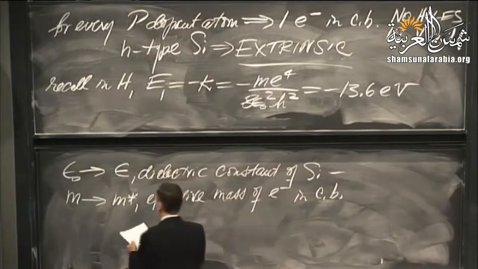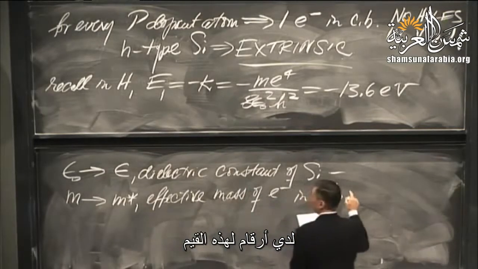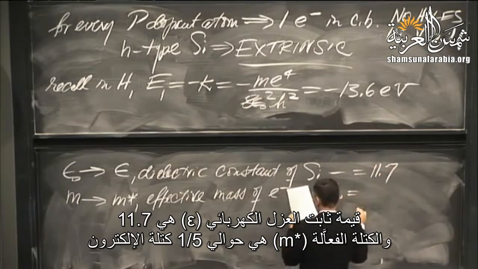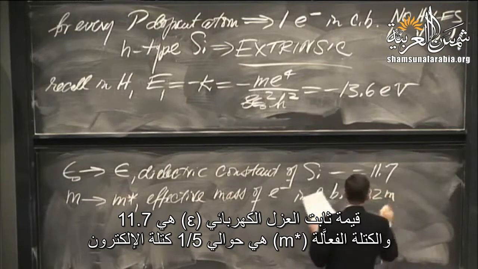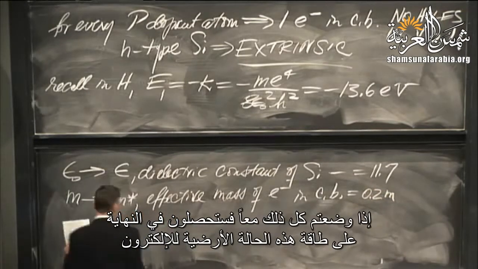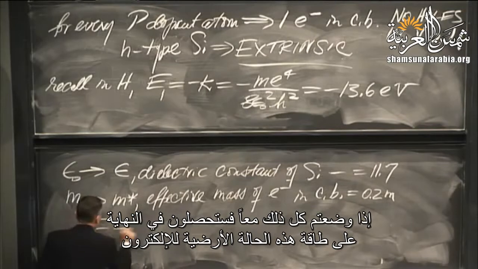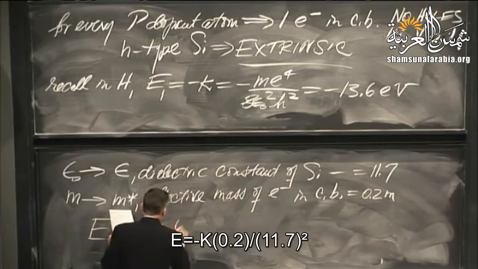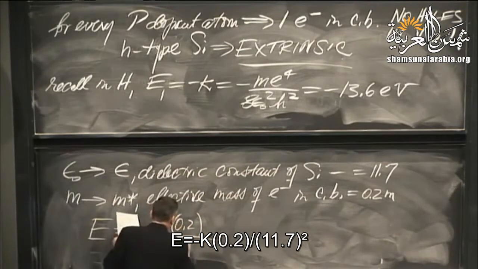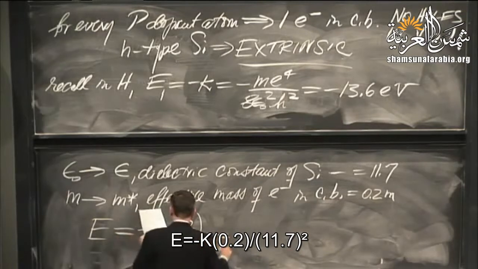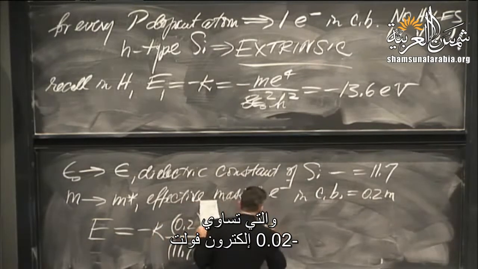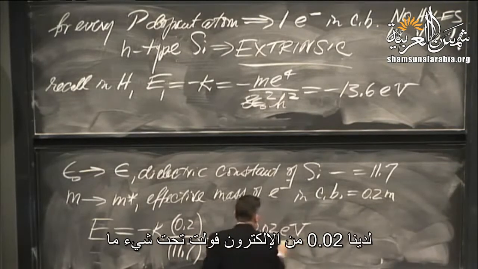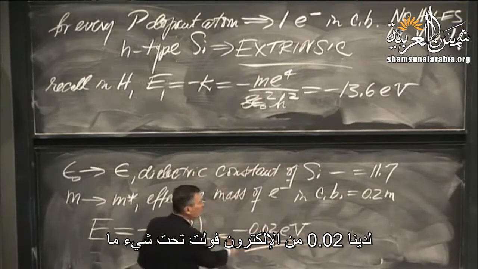So if you put both of those in, and I've got numbers for this, this value is 11.7, and the second one is about 1/5 of the rest mass of the electron. So if you put all of that in, you end up with the energy of this ground state electron equal to minus k times 0.2 divided by 11.7 squared, which equals minus 0.02 electron volts. So this is 2/100ths of an electron volt below something.